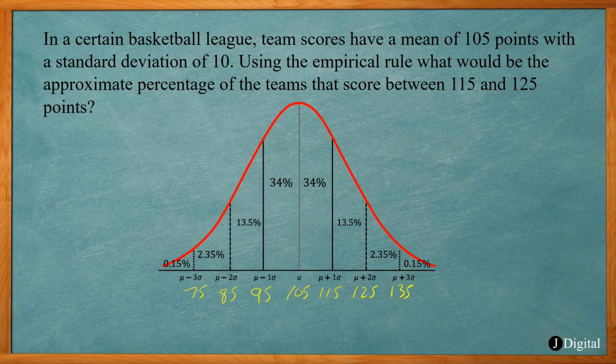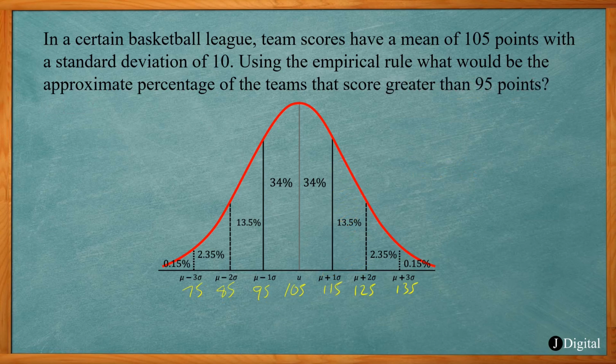So this one's asking between 115 and 125. Again, we find those. So 115 is going to be +1 standard deviation, and 125 is going to be +2 standard deviations. So between those two, there's going to be this area, or just 13.5%. So 13.5% fall between 115 and 125 points.